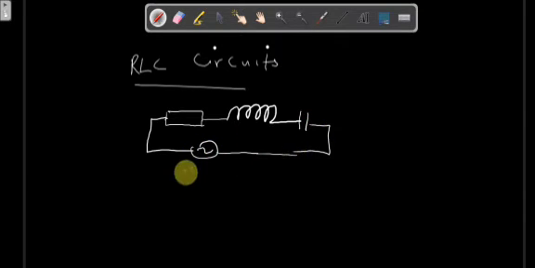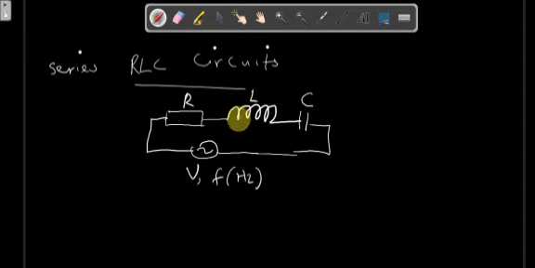This is the voltage VRMS and the frequency in hertz as usual. So this is the resistor, the inductor, and the capacitor. So this is a series RLC circuit. Now, since this is a series circuit, there's going to be a voltage drop across the resistor, which I'll name VR. The voltage drop across the inductor is VL, and the voltage drop across the capacitor, I'll call VC.